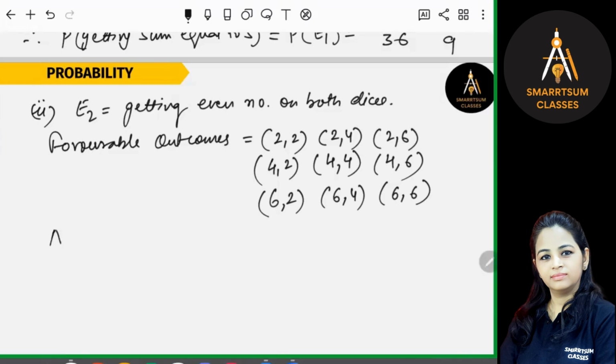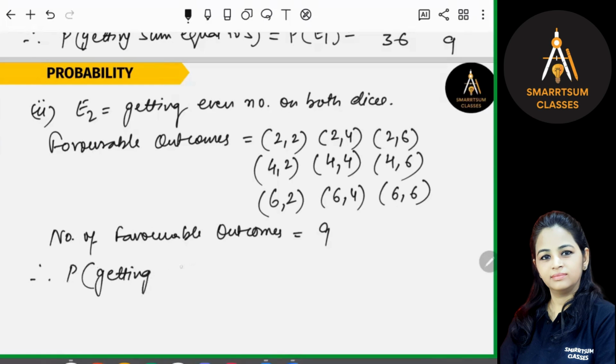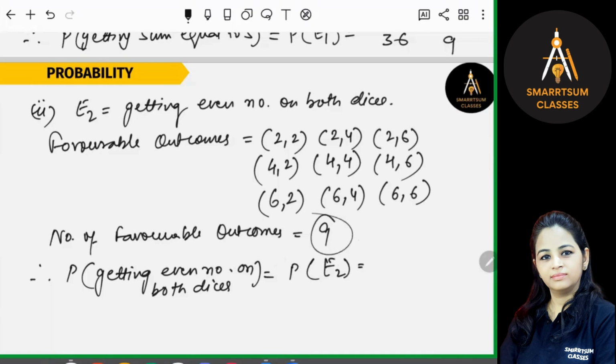Now, what is the number of favorable outcomes? The number of favorable outcomes is 9. You can count them: 3, 3, 3. That is 9. Now we can easily find the probability of getting an even number on both dice. This is P(E2), the number of favorable outcomes divided by the total number of outcomes, which is 36. So 9 upon 36, that is 1 by 4. So P(E2) is 1 by 4.